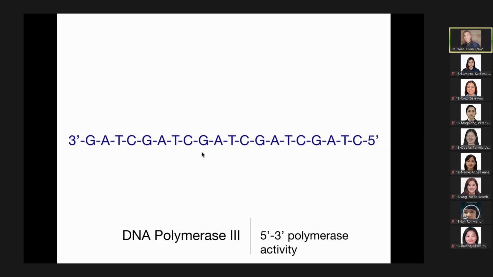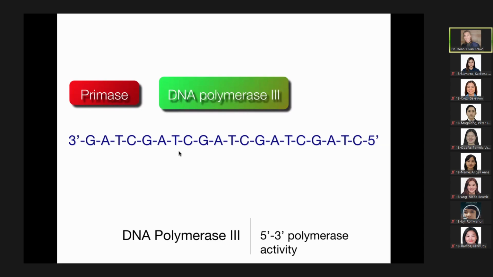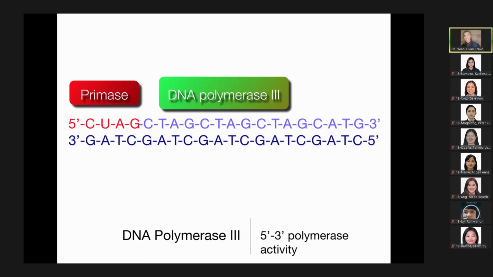To illustrate, let's say this is a template. The goal is to synthesize a new strand. But before DNA polymerase 3 can exert its 5' to 3' polymerase function, there should be a primer already waiting. And then DNA polymerase 3 will target the 3' hydroxyl group here and exert its 5' to 3' polymerase activity. Okay, so it's pretty much straightforward.